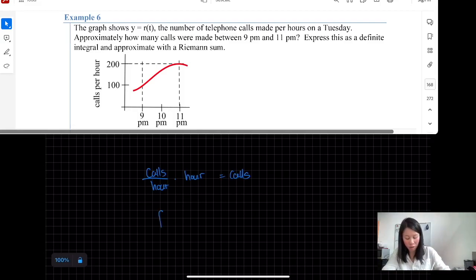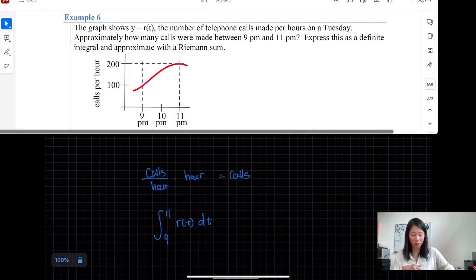So how do I express this as a definite integral? Well, I know the notation is the integral sign, from 9 to 11, of the curve r of t, so the variable is t. This is the expression of the definite integral. And how do I approximate this with a Riemann sum? Well, you can use the left endpoint method or the right endpoint method, whichever one you want.